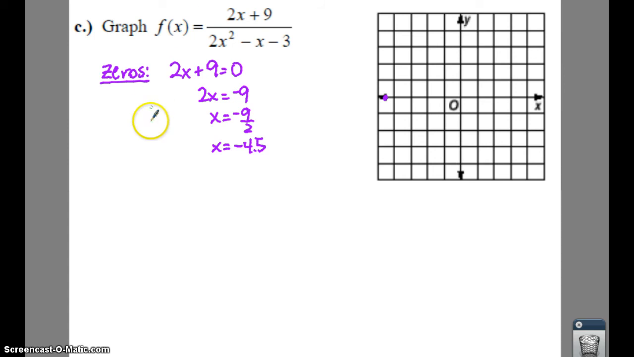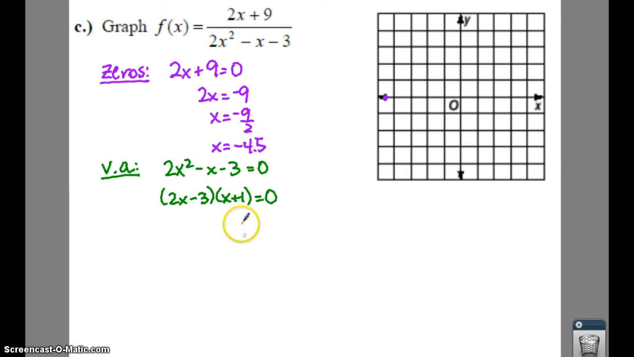Next, you need to find your vertical asymptote. In this case, you're going to set 2x squared minus x minus 3 equals 0. So here's your denominator. When you factor this, you end up getting 2x minus 3 times x plus 1. I'll spare you all the steps of factoring. I figure you can get that on your own. Then when you solve each of these equations, you get 3 halves and negative 1. So we're going to put in our vertical asymptotes. There's negative 1. Here's a positive 3 halves.